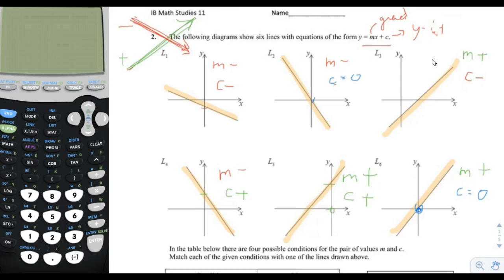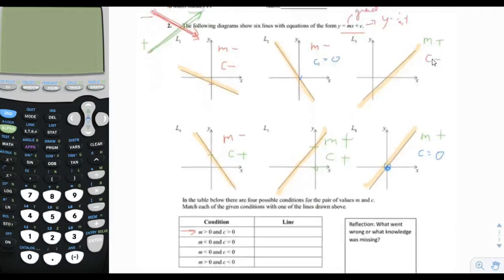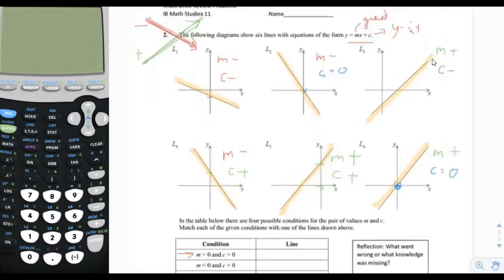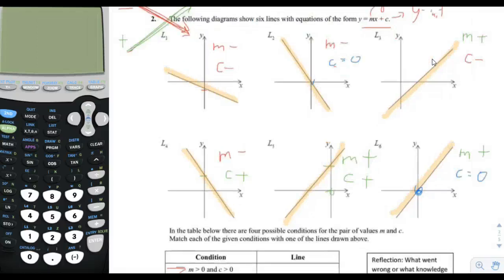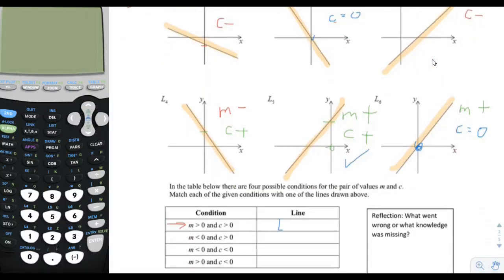Okay, now that we've described m and c in terms of is it positive, 0, or negative for all 6 of these, now we can go down and answer the questions very easily. So the first one says, which line has slope gradient positive and y-intercept positive? So we're looking for one that has both green. That would be this one here, right? So L5. So line L5 has both positive gradient and positive y-intercept.